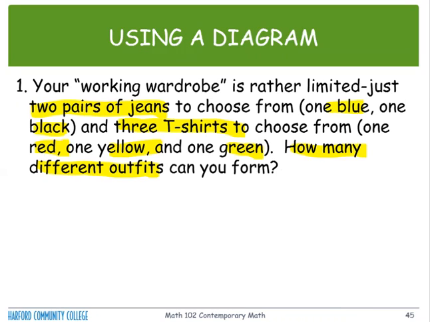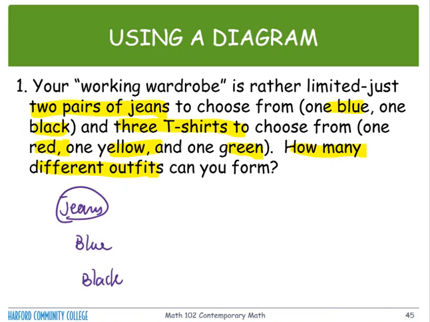Okay, making a table might not be appropriate or convenient for this one, but we're going to use a diagram. How do we set up the diagram? Starting with the first group of options, the jeans group. So we have two pairs, right? One blue and one black. So blue and black, two options.